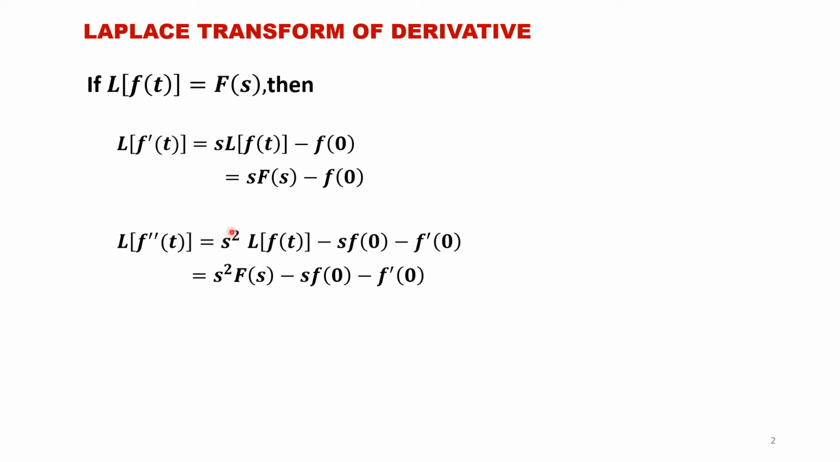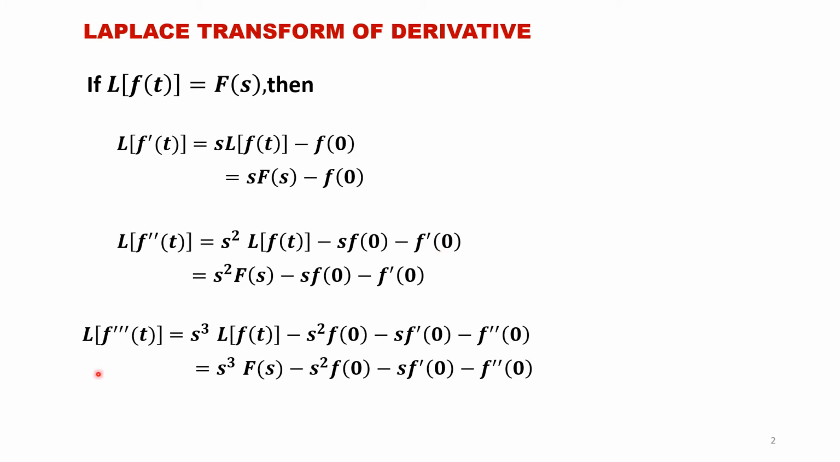So we are having s square L of f of t minus s into f of 0 minus f dash of 0. If you have to calculate L of f triple dash of t, since we are having 3 dashes here, it will start with s cube, second term s square, third term s and then 1. First term is L of f of t, second term is f of 0, f dash, f double dash. Only thing, the first term is positive, all the other terms are negative. Only the first term is positive, rest all the terms in the Laplace transform of a derivative are negative.